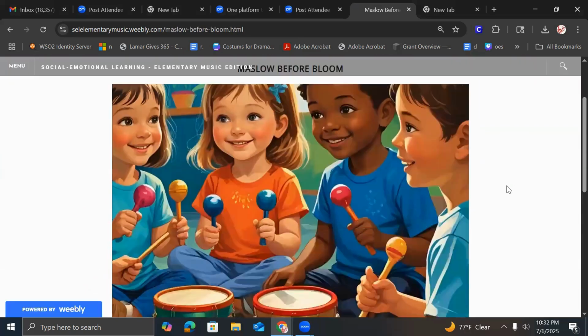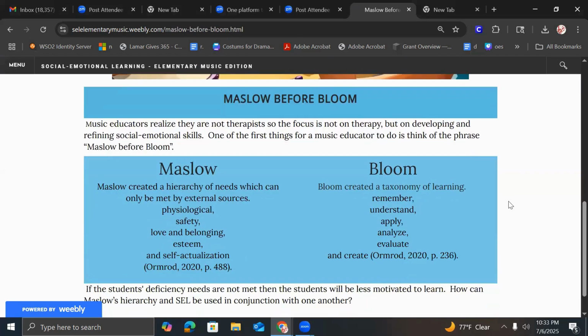Now, there are a few things that we must know to help our students, and it's Maslow before Bloom. In our human learning course we learned that Maslow has a hierarchy of needs that have to be met before learning can begin. And Bloom is where there is the learning, the depths of learning. So we can't have a depth of learning if we don't have Maslow.